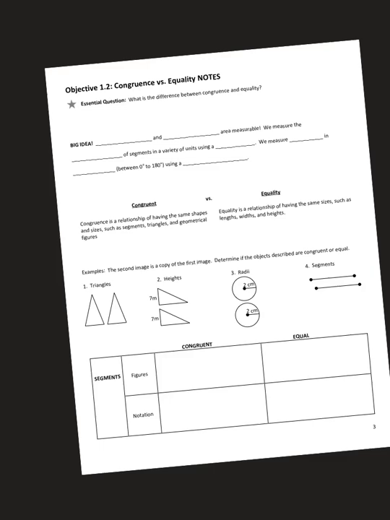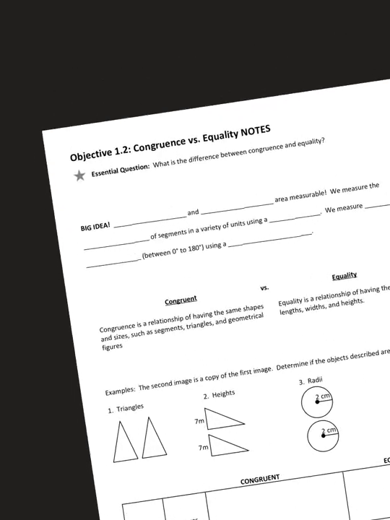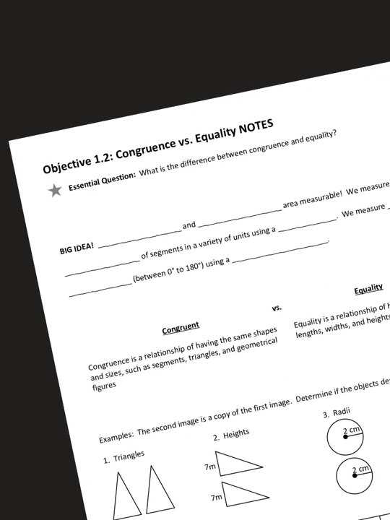Hi there, Mrs. Ortiz. We are going to cover Objective 1.2, which is notes on congruence versus equality for geometry honors. So congruence, or congruent, is probably a new word for you, and hopefully you're very familiar with equal or equality. So what is the difference between congruence and equality? That's what we're going to talk about today.